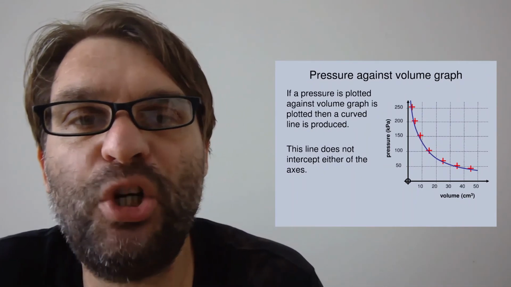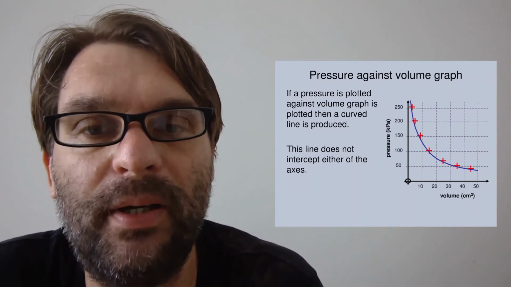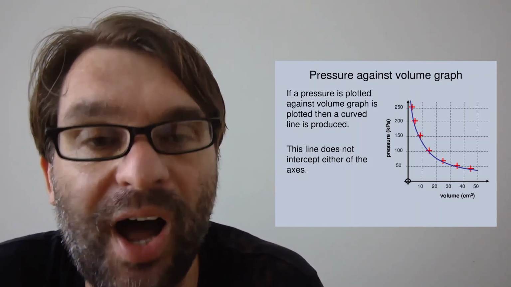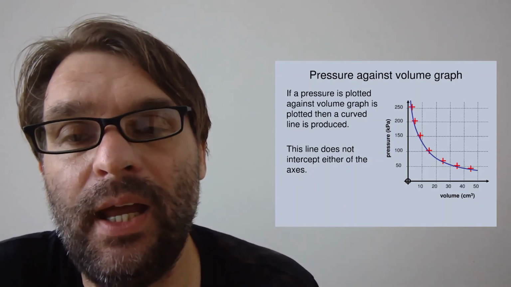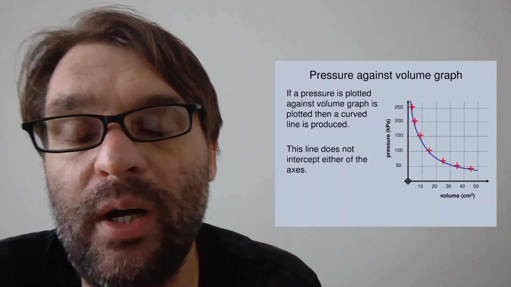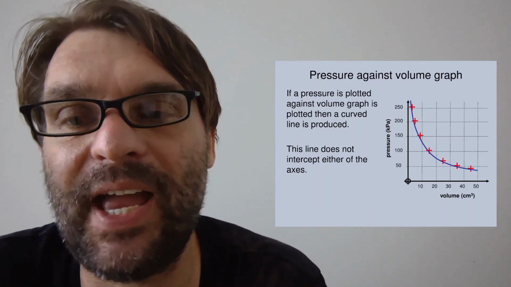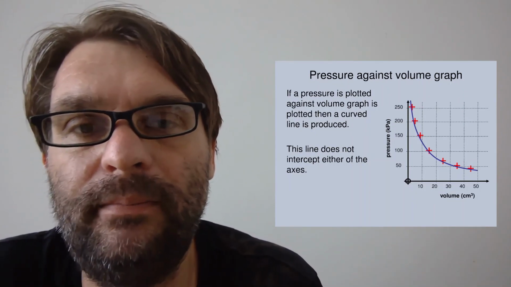Okay, but if you do a pressure against volume graph, you get a funky graph like this, which is an inverse relationship. Okay, it's a curved line. And the line does not intercept on either of the axes. And that is the first gas law that you'll come across. And next lesson, we will look at another gas law relating the temperature to the pressure.